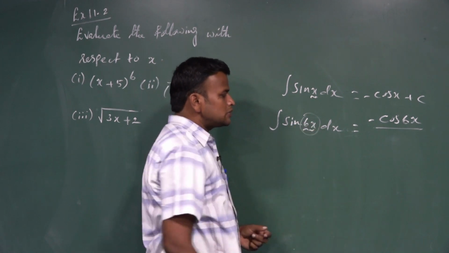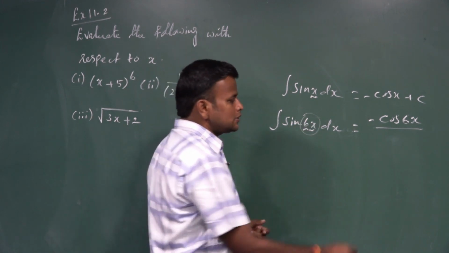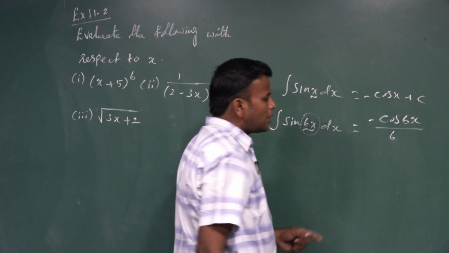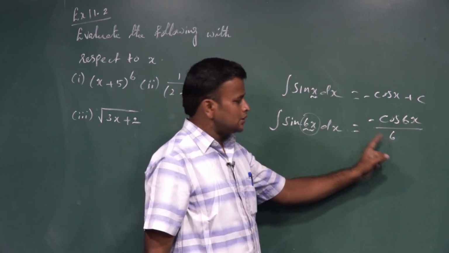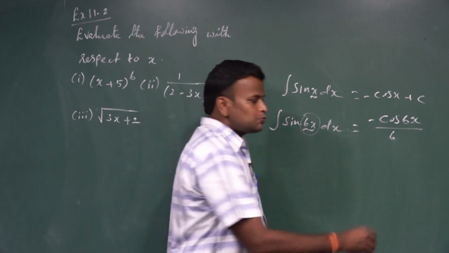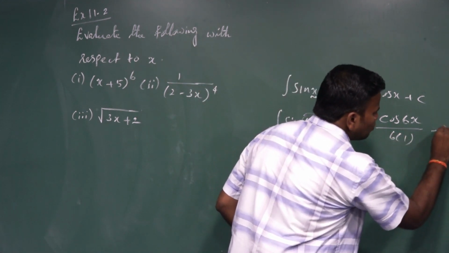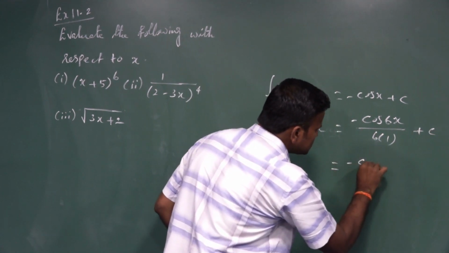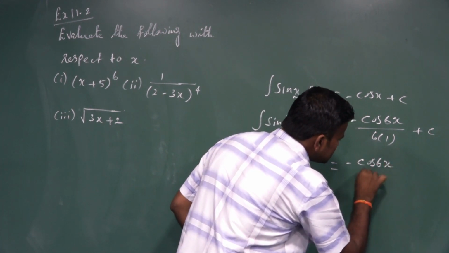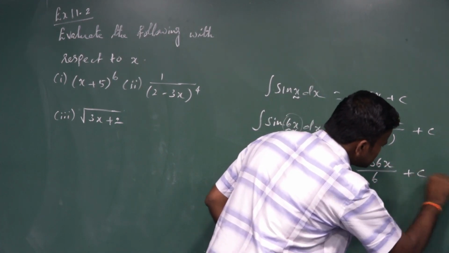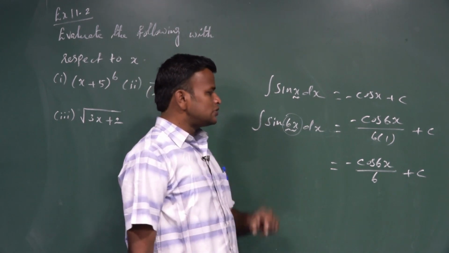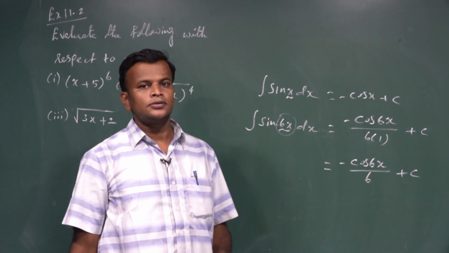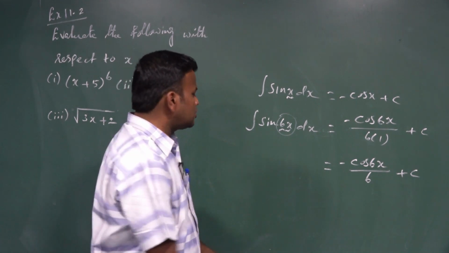The differentiation of 6x with respect to x: 6 is a constant, but it is multiplied with the variable, so we keep 6 as it is. The derivative of x with respect to x is 1. Let's see. So the answer is minus cos 6x divided by 6 plus c. If the given function is composite, this is the working rule. I'll give one more example.